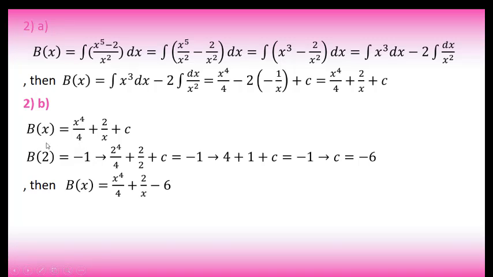In all cases, we use the initial condition to determine the value of c. Replace x by 2: 2 power 4 over 4 plus 2 over 2 plus c equals minus 1. Don't forget b of 2 equals minus 1. Now calculate c to get c equals minus 6. Then b of x equals x power 4 over 4 plus 2 over x minus 6. I substitute c by its value. Thanks for your listening.